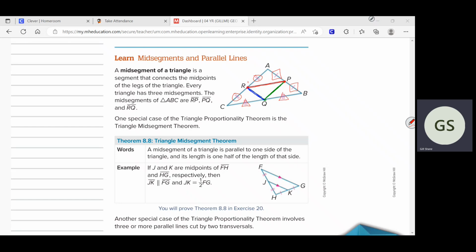Q is a midpoint because it splits BC into 2 equal segments. That's how you're going to have to recognize the midpoint and the mid segments on the quiz. Once you recognize that it's mid segments, that's when you can apply everything we're about to talk about.